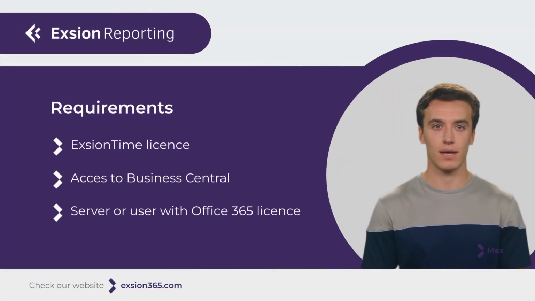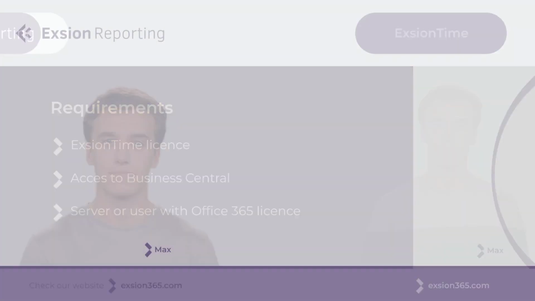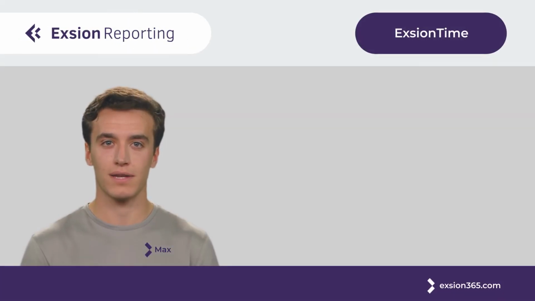Before we begin, make sure you have an ExsionTime license for your organization. You need access to Business Central. Finally, you need a server or a user with an Office 365 license with at least read access to the Business Central environment. You're ready to start with ExsionTime.